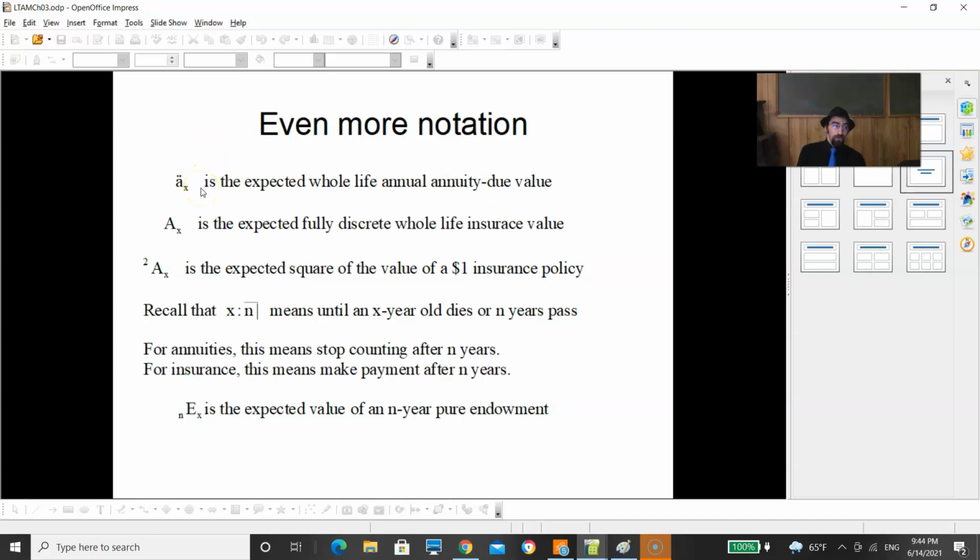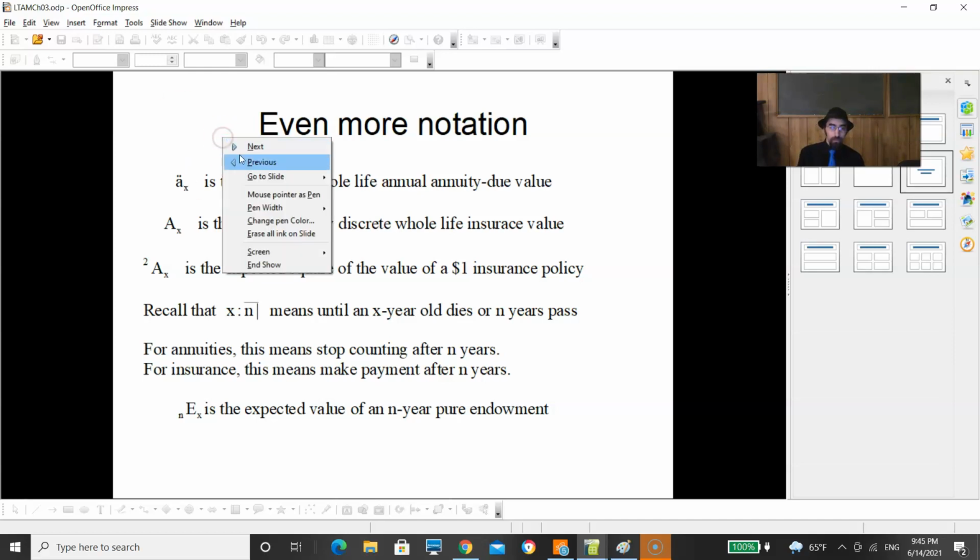If you remember, with that annuity notation, you had the angle or the half box around the number. Here you don't. With annuity notation and also with insurance notation, a number without the angle around it means this is somebody age x years old, and it's payment until that person dies. A number with an angle around it means payment until that many years pass.